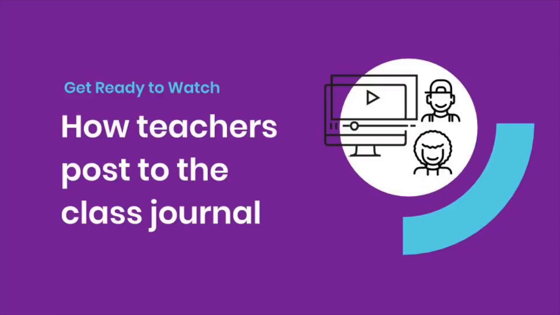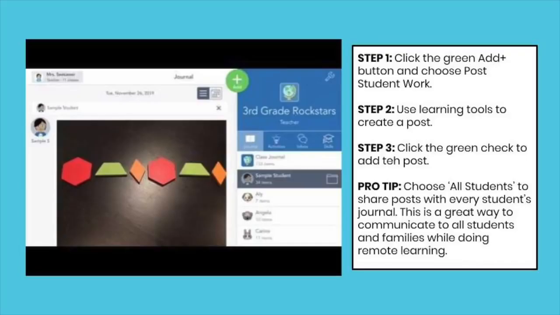As the teacher, you can also post to the journal. Like students, you will click the green Add Plus button. While students get taken straight to the learning tools, you'll see a menu pop up. To add a post to the journal, click Post Student Work. You can use all of Seesaw's learning tools to create your post. You can add a post to any student's journal, or you can post to all students. This is a great way to communicate with students and families during remote learning. This video shows you how teachers post in more detail.